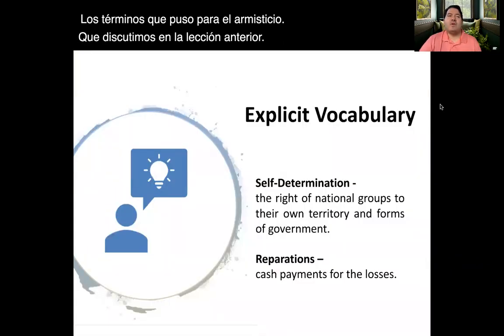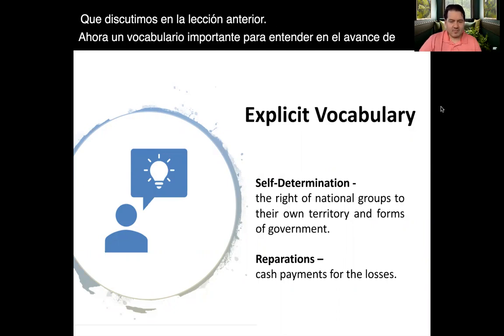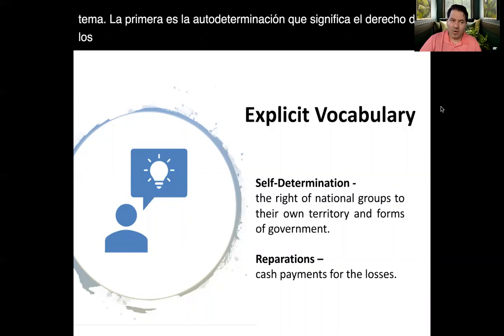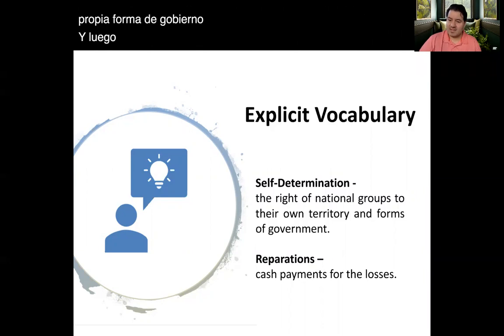Now, some important vocabulary to understand in moving forward in this topic. The first being self-determination. Self-determination meaning the right of national groups to their own territory and own form of government. And then the second, reparations. Reparations being cash payments for some sort of loss.